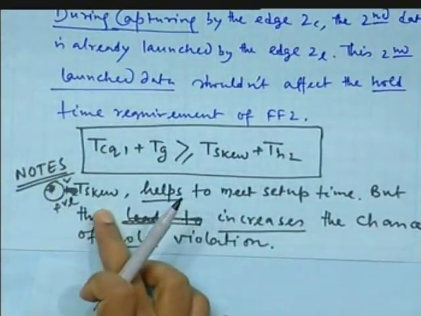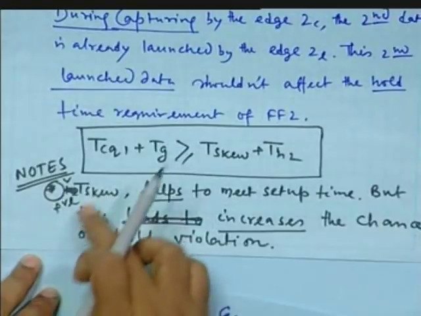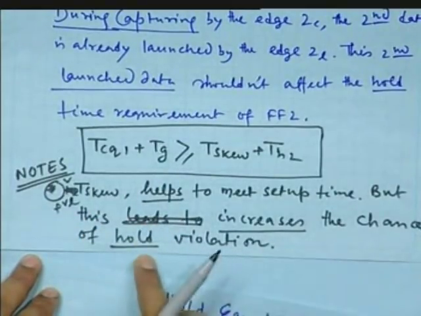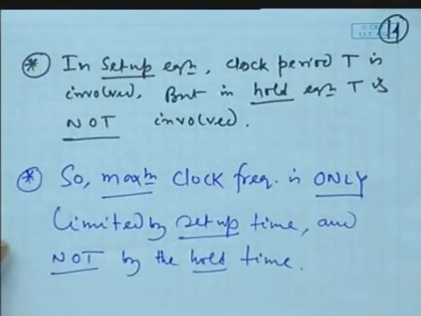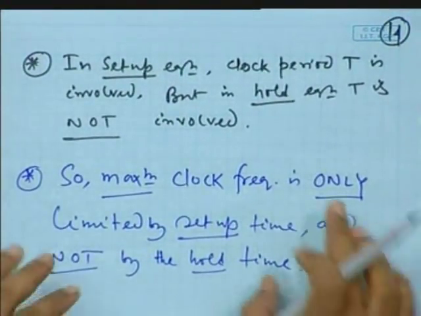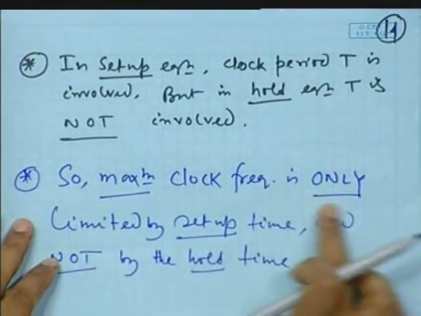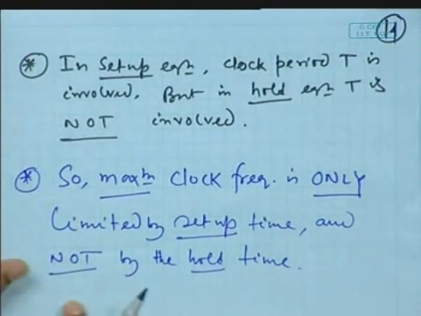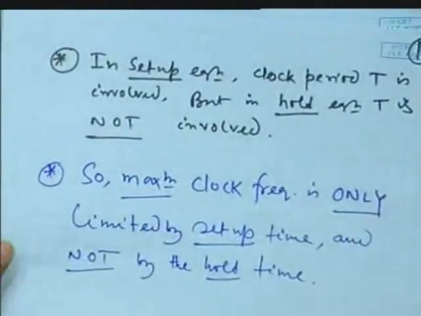So here I have seen that TSQ helps to meet the setup time, but positive TSQ, as I have written, increases the chance of hold violation. Okay. So here is another point I have just written, that in the setup equation the clock period T is there, but in the hold equation T is not involved. So maximum clock frequency is only limited by setup time and not by the hold time. Just for your knowledge.